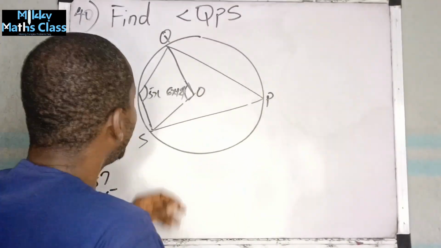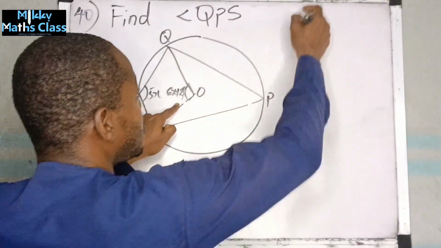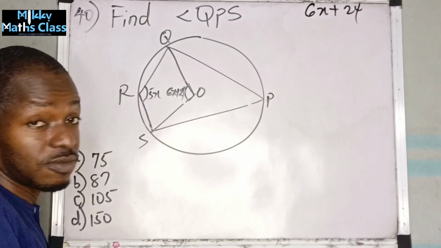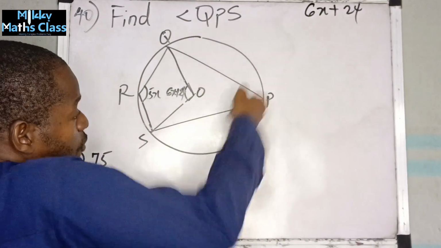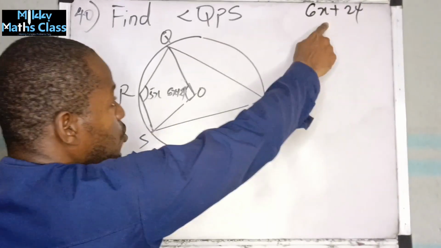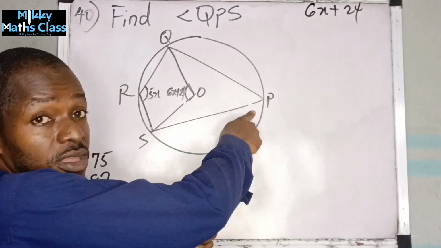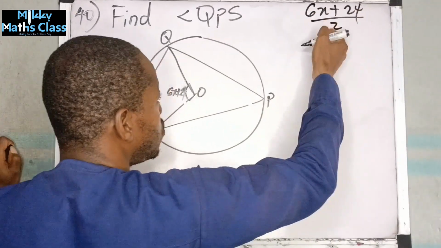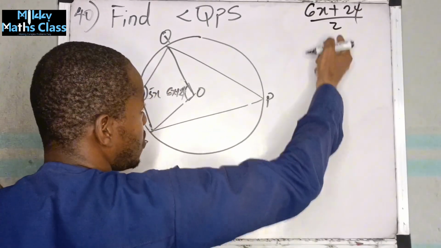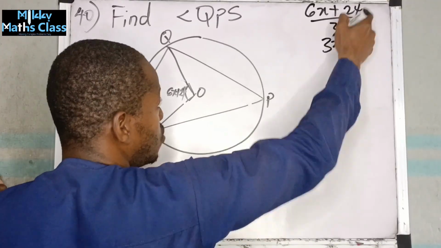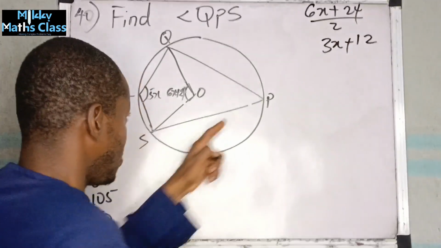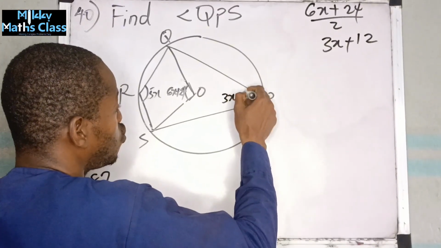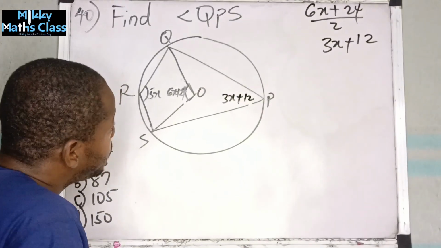So, if this is 6x plus 24, half of it will be, you divide both sides by 2, that's half of this 6x plus 24. That's the angle at the circumference. So 6x over 2 will give us 3x, plus 24 divided by 2, that will give us 12. That means 3x plus 12 is the angle subtended at the circumference.